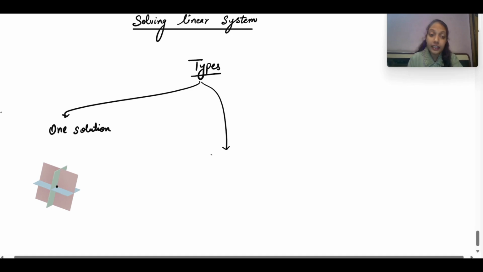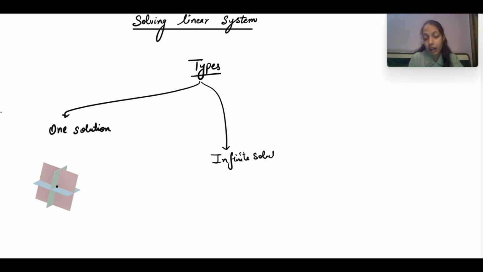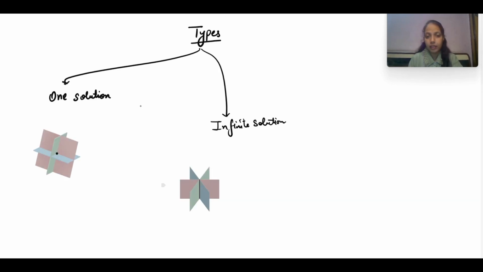Next is infinite solutions. Infinite solutions mean there are many points intersecting all three planes. So let's see what its diagram looks like. Look at this. This is plane 1, this is plane 2, and this is plane 3. All three planes are intersecting at this line, and one line has infinitely many points, so therefore it has infinitely many solutions.